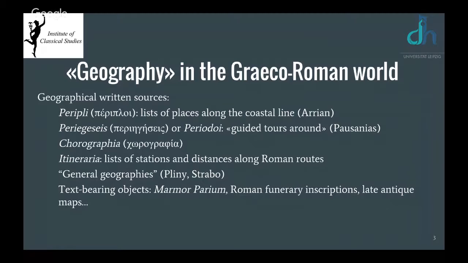And then we have a variety of geospatial information that is the privileged target of text-bearing objects. We have historical documents, historical inscriptions that bear some kind of very important geospatial information that gives the spatial context of that historical source, such as the Marmor Parium. We have Roman funerary inscriptions that have very important information about, for example, provenances of the people. We have maps, obviously. We have late antique reproductions of maps, Arabic maps, which is a topic that we're going to cover, and so on.